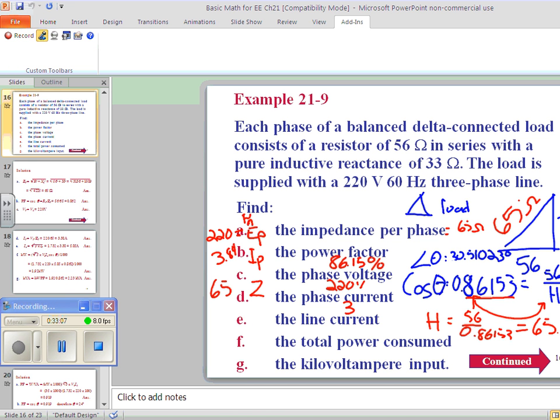Why do we need the phase current? Because if we're going to divide, we have to have the phases. Okay, the line current. Now, if we know the phase current in a delta, which is 3.384, we multiply times the square root of 3. We're going to multiply times the square root of 3. That's wrong. Current is 3.384. Mm-hmm. I just rounded it off.